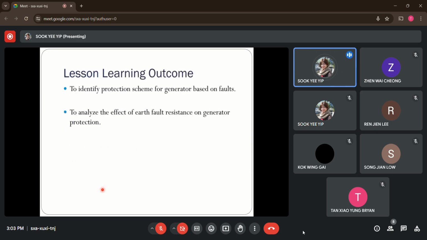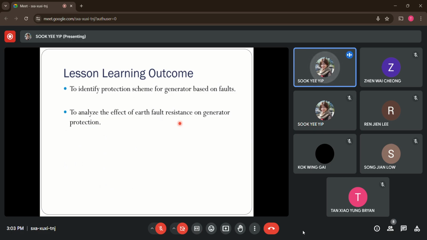All right, so now the lesson learning outcomes for Chapter 9, we have only two. The first one is to identify the suitable protection scheme that can be applied for the generators based on the faults. And these faults can be further classified into both mechanical and electrical. Then it's time to do the analysis, so we will have calculations involved in Chapter 9. We'll see how the generator protection scheme is affected by the earth fault resistance chosen. Here there are some calculations to see how the percentage of the stator winding protected changes with respect to the earth fault resistance value selected.